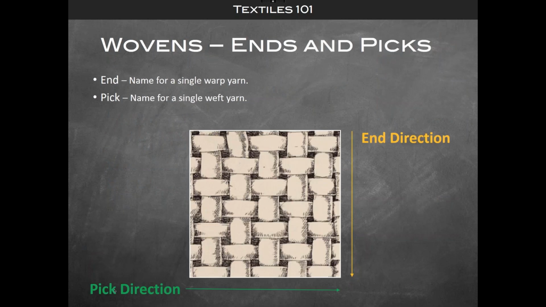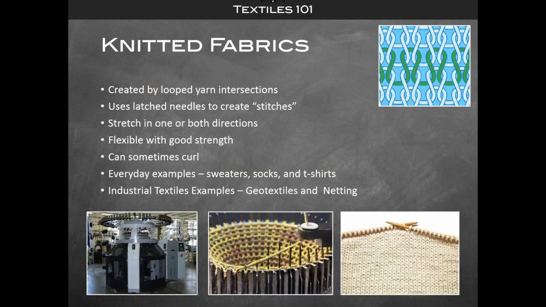Woven fabrics have ends and picks. An end is the name for a single warp yarn, and a pick is the name for a single weft yarn. So when you're identifying quality of the fabric, sometimes you'll talk about the ends per inch, EPI, or the picks per inch, PPI, as another way that we talk about fabrics sometimes.